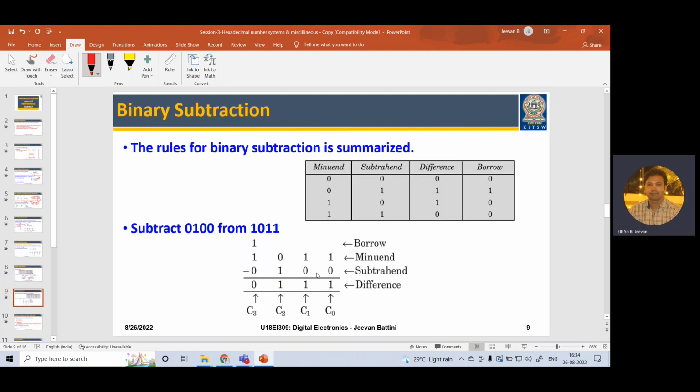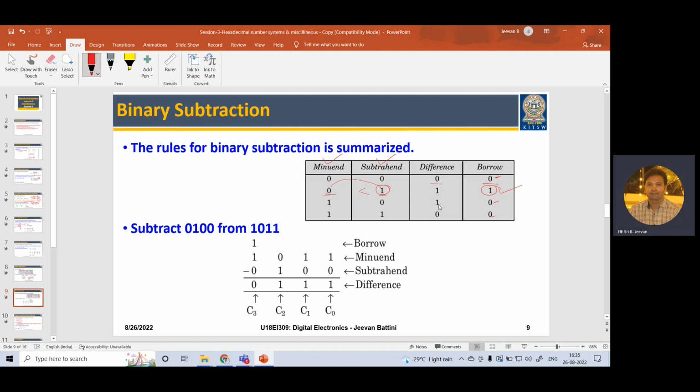In the subtraction, there would not be addend and augend, there would be minuend and subtrahend. So 0 minus 0, difference is 0. Borrow is not required. And the difference among these two is 1. But here borrow is required because subtrahend is greater than minuend. So definitely you require borrow. If borrow is required, you place 1. If borrow is not required, you place 0.